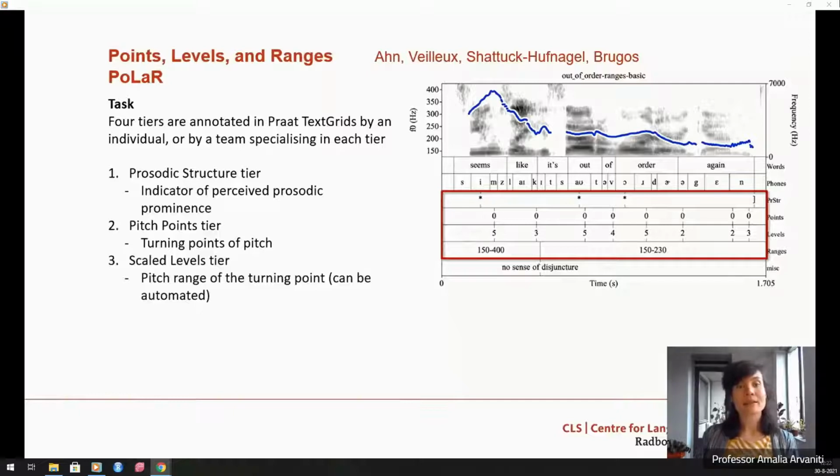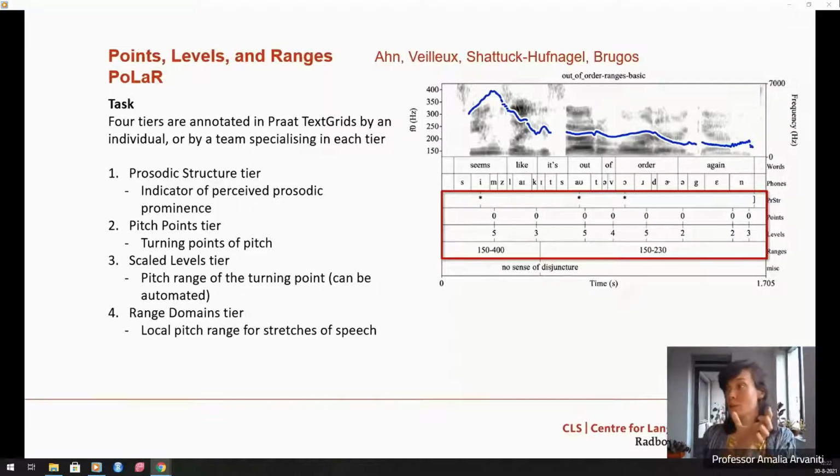The third tier marks the level of each turning point within that pitch range domain. This is a process that they say can be automated. And the fourth tier is an annotation of the range domain. So this is where you can see that there are 2 parts annotated on this tier in this example. The first part has relatively higher range, while the second part has a compressed range.